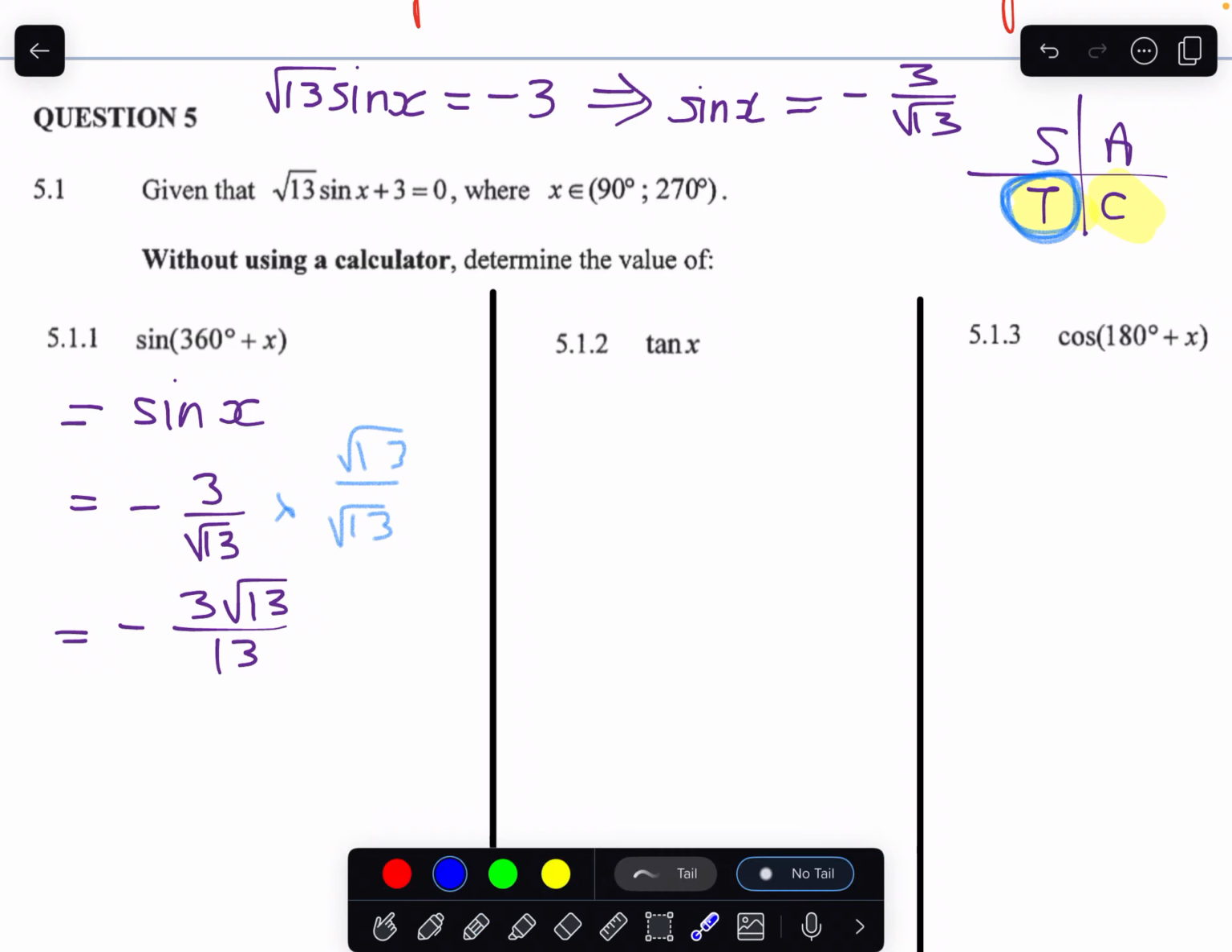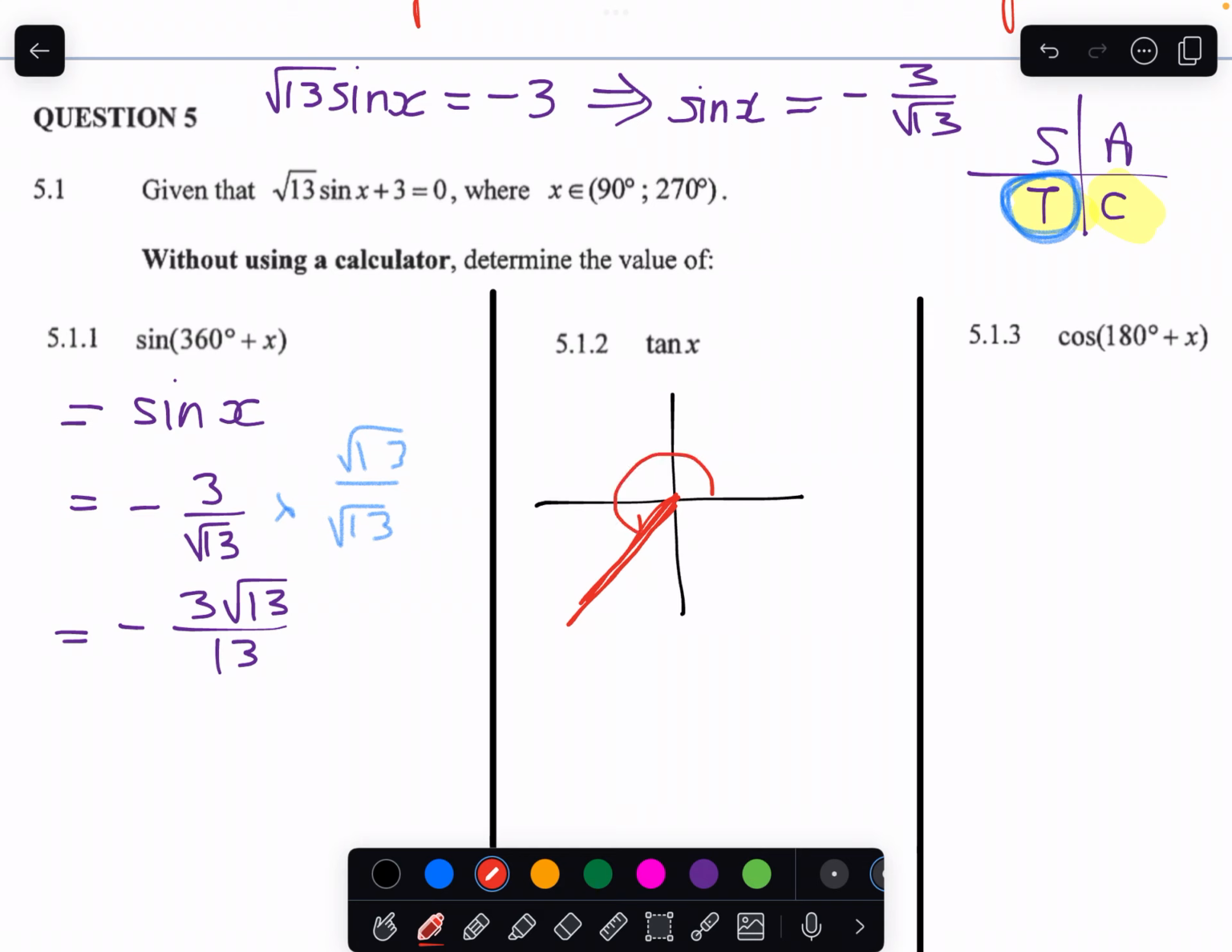Now, where we do get a bit more interesting is where we now need to find the tan ratio of x. So this is where we're going to need to use our triangle situation. So I'm just going to draw what the angle x looks like. So we said it's going to be an angle in the third quadrant. So it's an angle like that, right?